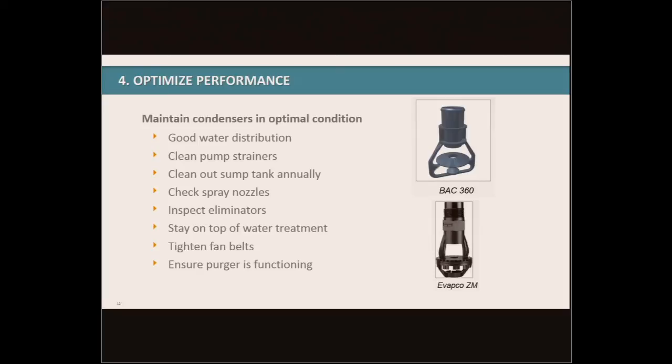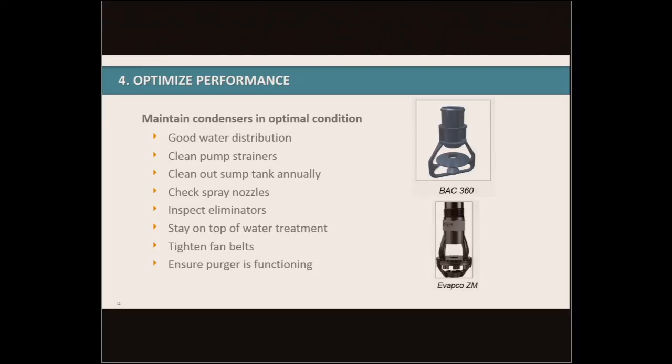Some things we want to take a look at are all going to be things that you do in your regular operations and preventive maintenance checks. We want to make sure we have good water distribution. Make sure all the nozzles are unplugged and check those on a regular basis. If you've got the older style nozzles that can clog up pretty easily, we recommend retrofitting to one of these other nozzles you can see here, which are the full flow nozzles and have much less chance of clogging up. Make sure your pump strainers are clean so you're getting good water circulation through your pumps. Clean out your sump tank annually.